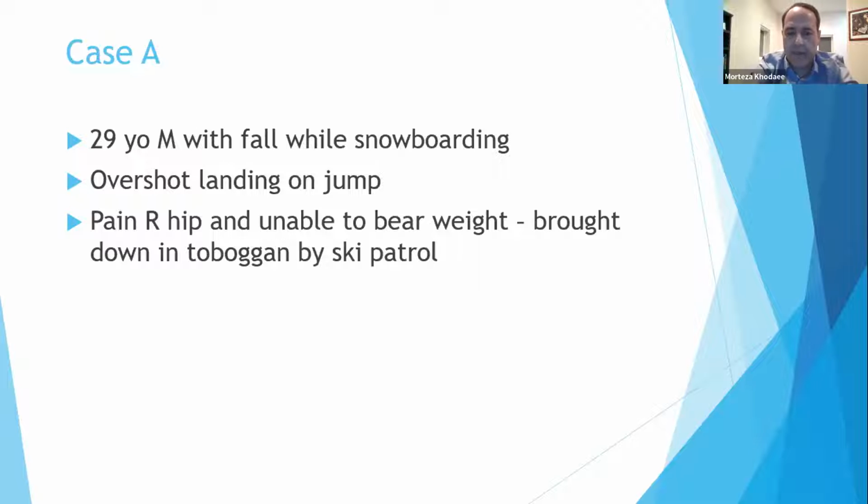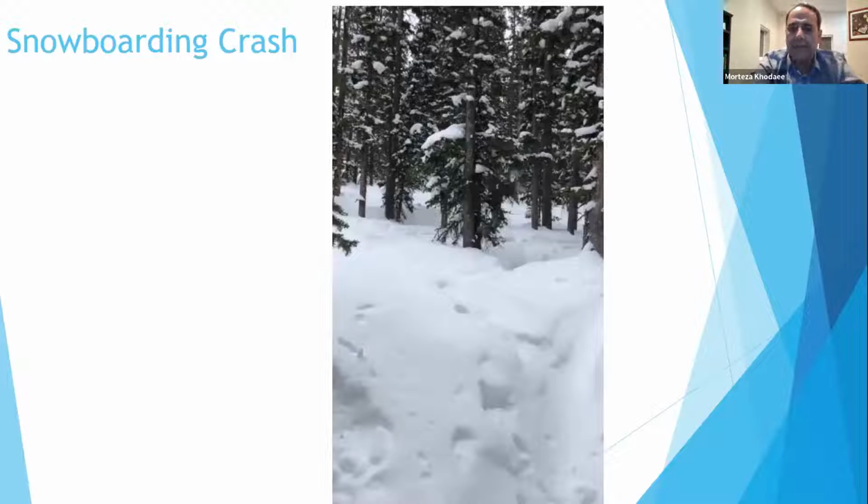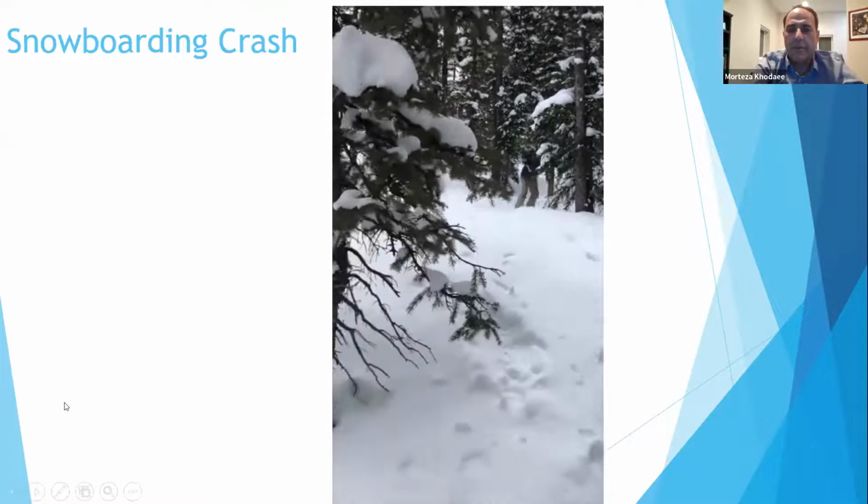I think with cases it's easier to just discuss. So this is a patient I saw in the ski clinic, a 29-year-old gentleman who was snowboarding and fell. He came with his friend, and his friend said he overshot the landing when he jumped, and had a significant amount of pain in his right hip, and was not able to walk or put any weight on his right lower extremity. He was brought down by ski patrol, and as his friend had the camera, we have exactly what happened. So I'm going to show it to you.